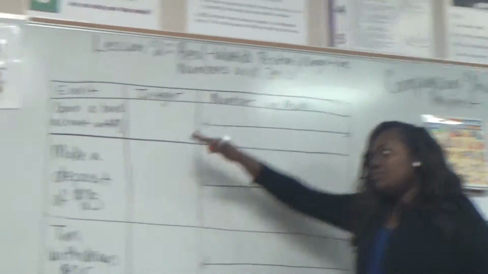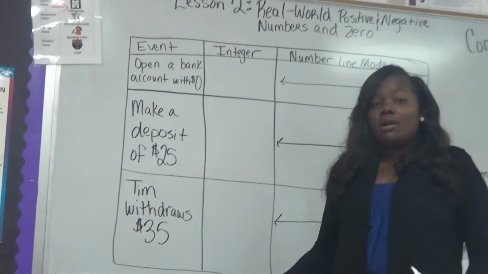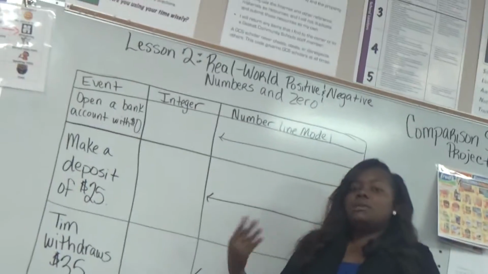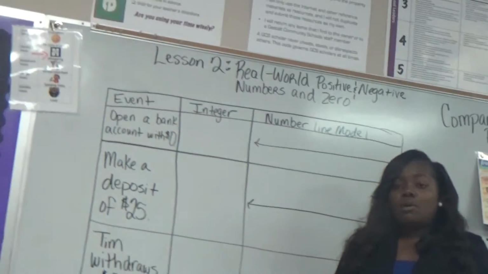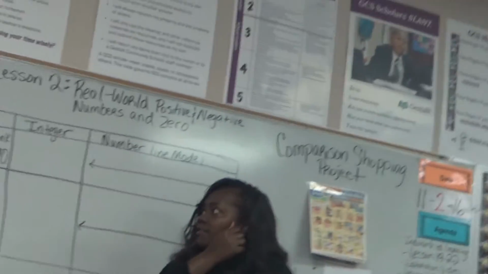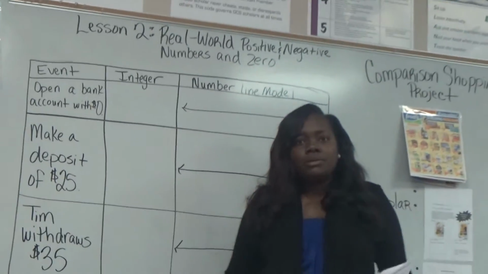I have not included every one of the situations because I do want you to try some on your own. So I picked out 3 that I'm going to model with you, and then I'm going to let you do the other ones in the table on your own. Okay? So let's talk about this. So the first event says that I opened a bank account with $0.